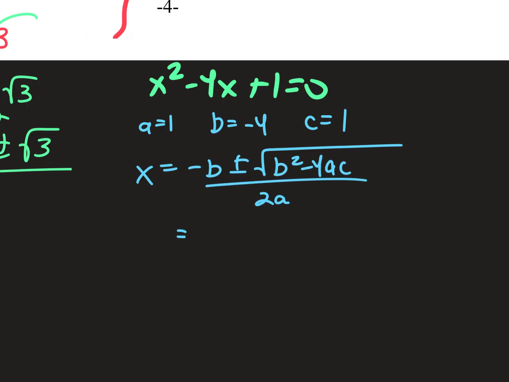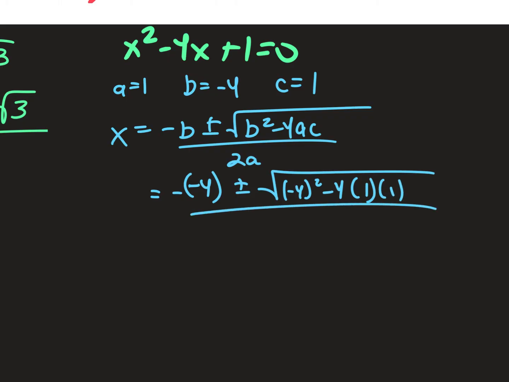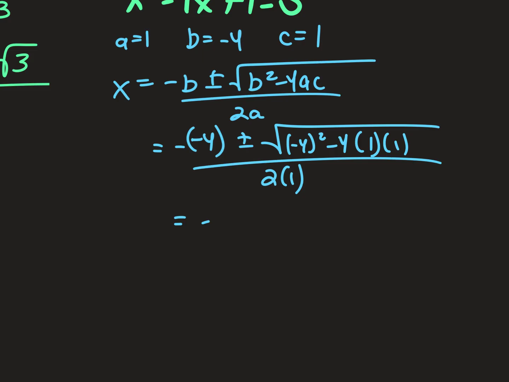Okay. So x equals negative b plus or minus the square root of b squared minus 4ac all over 2a. So just plug in. I have negative 4 plus or minus the square root of negative 4 squared minus 4 times a, which is 1, times c, which is 1, all over what? 2 times 1? Okay. So negative 4 plus or minus. What is negative 4 squared? It'd be positive 4. Yes, this would be positive. Sorry. 16 minus what? 4 all over 2.